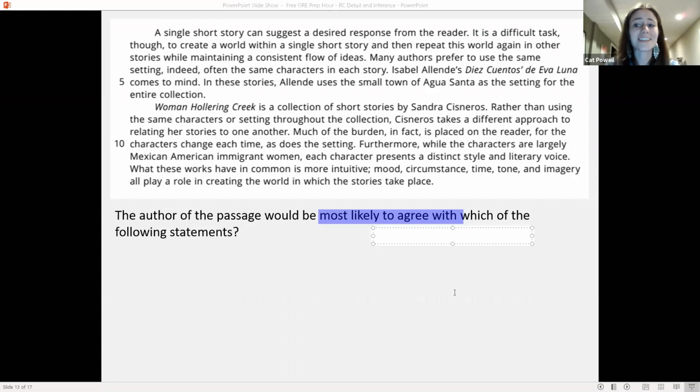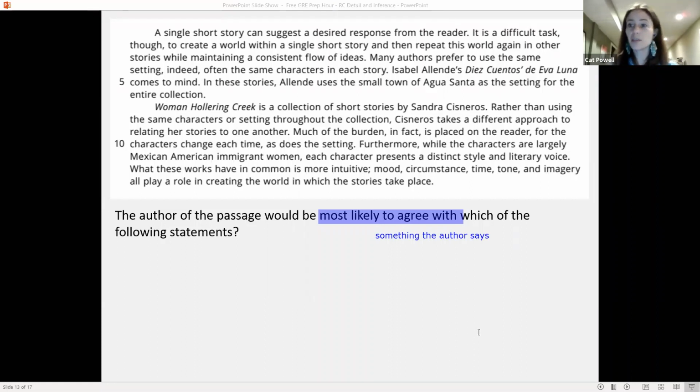Yeah, Stefani. Yep. Something the author agrees with is going to be something the author says. So when I see this language, most likely to agree with, yeah, exactly, Elizabeth, what is this author's point? They're going to agree with something that's very similar to that. Yep, Tanner, that's also a great point.